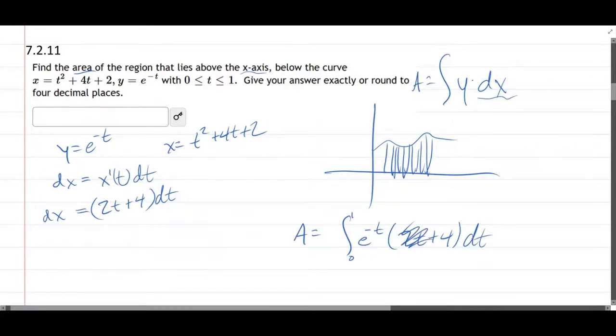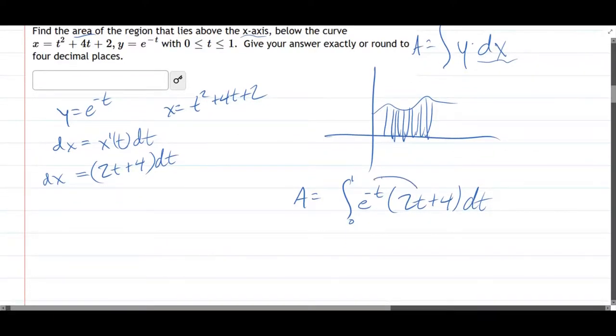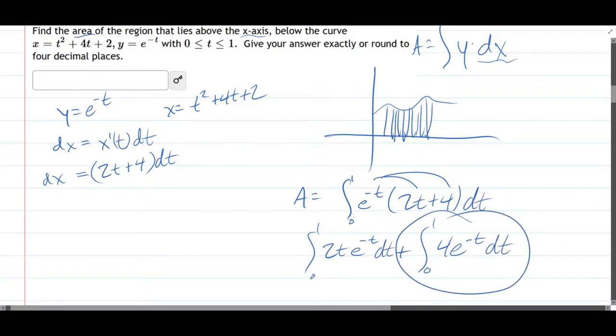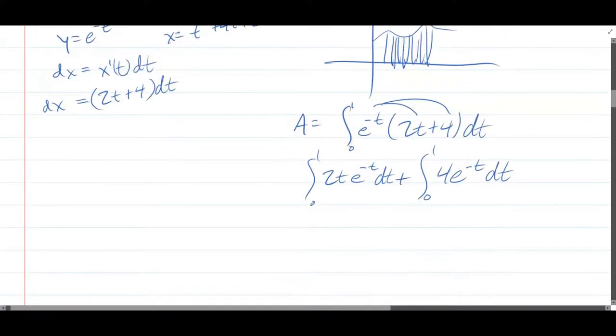Okay, so how do we integrate it? Well, if it wasn't for this stupid 2t, the antiderivative is e to the negative t times negative 1. But because we have the 2t, we're going to have to distribute here. 2t plus 4e negative t. I'm splitting it into two integrals. You can just do this second integral here without anything fancy. You could do a u substitution if you want to. U equals negative t, du equals negative dt, but you don't even necessarily need that, so it just becomes negative.